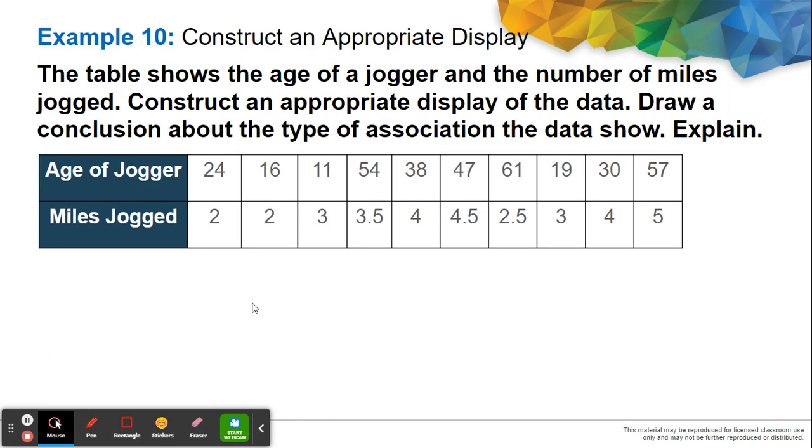Okay, what about for this kind of data? So the table shows the age of a jogger and the number of miles jogged. Construct an appropriate display of data and draw a conclusion about the type of association the data show. Okay, so let's take a minute to look at the numbers. You have here the age of the jogger and the miles jogged. Do you see any trend?